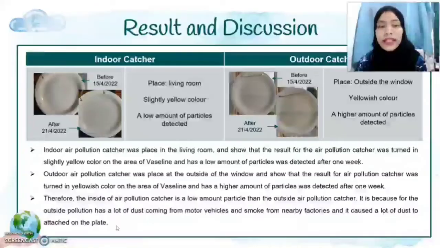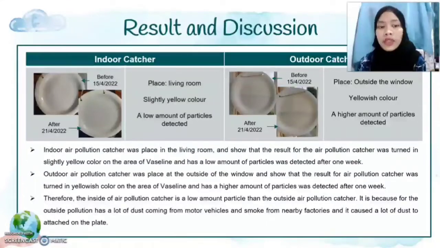Okay, next, this is our result and discussion for student 1. This experiment started on 15 April 2022 and finished on 21 April 2022, which is 1 week. So the results for indoor and outdoor are different.